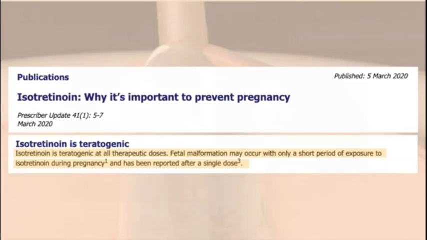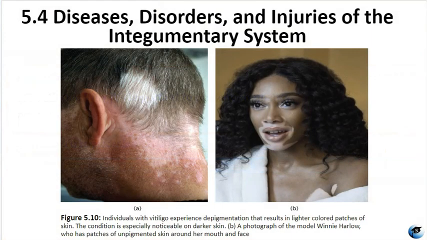Vitiligo appears as depigmented or white patches on the skin. These patches can vary in size and shape and may occur symmetrically on both sides of the body. The edges of the affected areas may be well defined or irregular, and vitiligo can occur anywhere on the body, including the face, hands, feet, and other parts of the body. The condition can progress over time, and the extent of pigmentation loss varies among individuals with vitiligo.